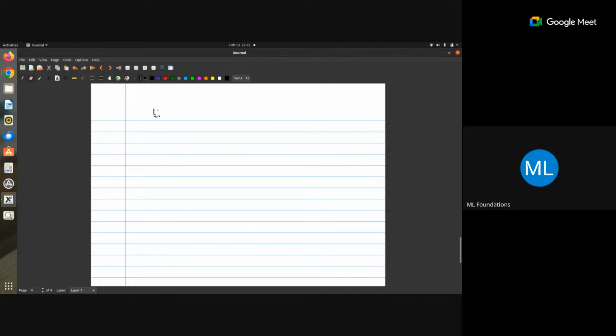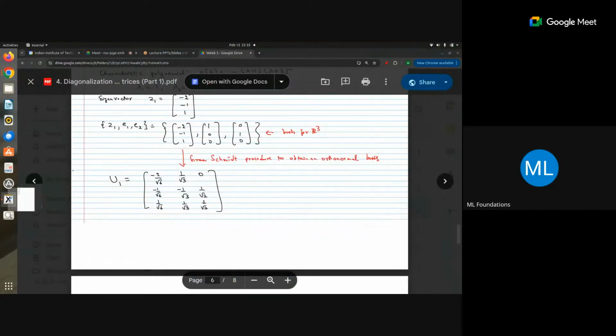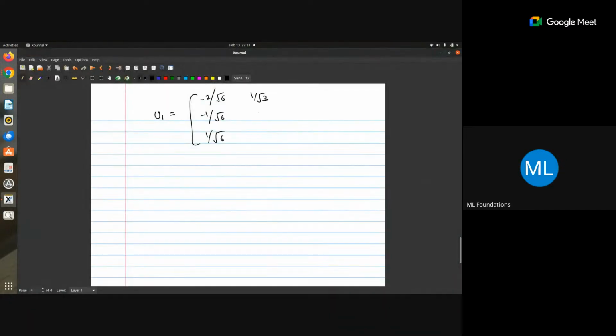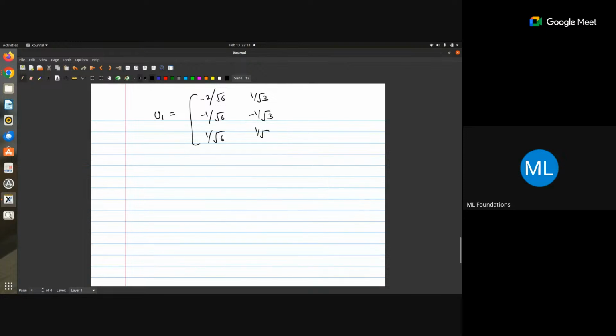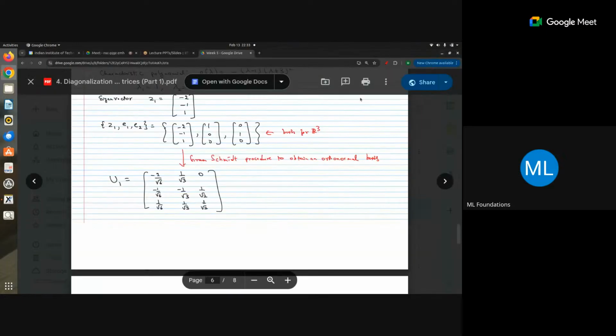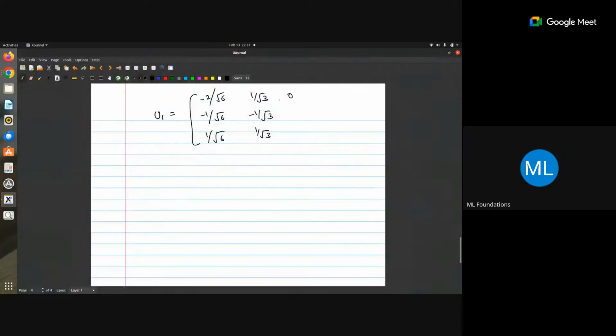What is u1? Let us say u1 is your orthonormal basis. We have found it: minus root 2 by root 6, minus 1 by root 6, and 1 by root 6. What were the values? 1 by root 3, minus 1 by root 3, 1 by root 3, and 0, 1 by root 2, and 1 by root 2, right? Okay. Let's say this was your u1.